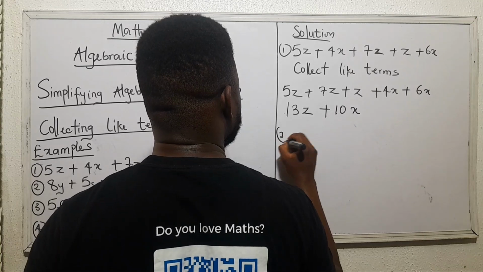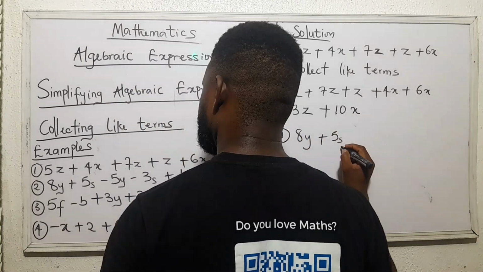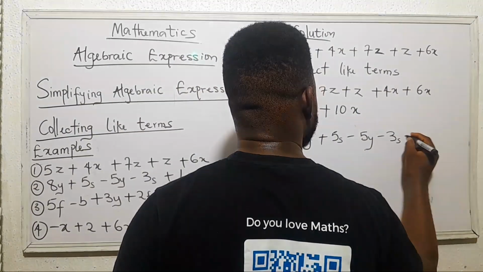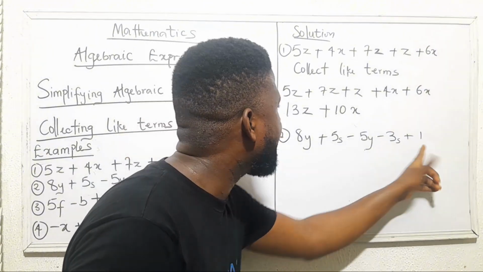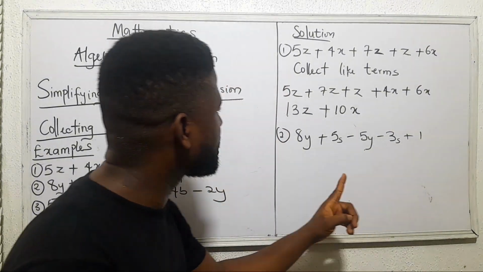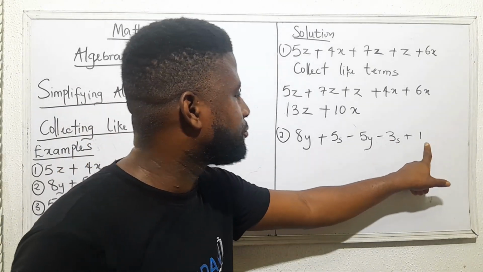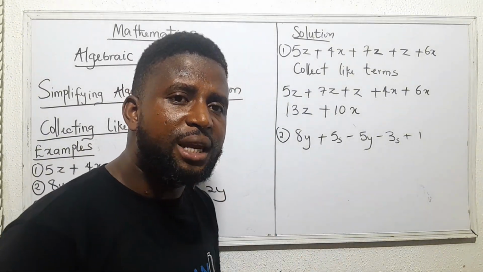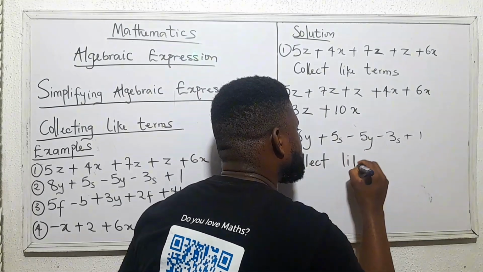Now, number 2, we have 8y plus 5s minus 5y minus 3s plus 1. For me to be able to simplify this expression, how many terms does it have? 1 term, 2, 3, 4, and 5. So this algebraic expression has 5 terms. The first thing I need to do is to collect like terms.